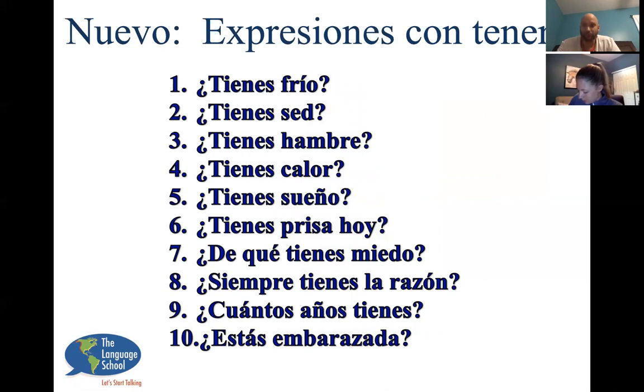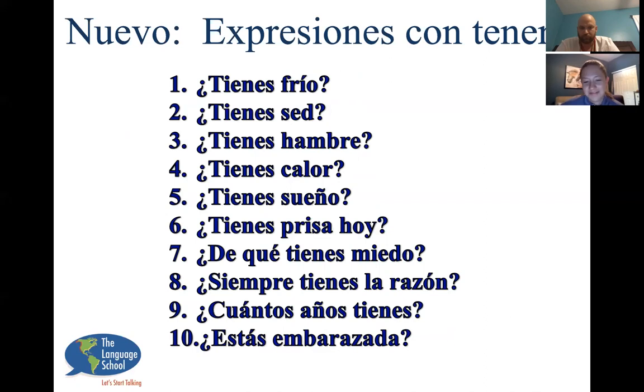Carly, ¿tienes frío? No tengo frío. ¿Tienes hambre? Sí, tengo hambre. ¿Tienes calor? No, no tengo calor. ¿Tienes sueño? Sí, yo tengo sueño. ¿Tienes prisa hoy? Sí, tengo prisa hoy.